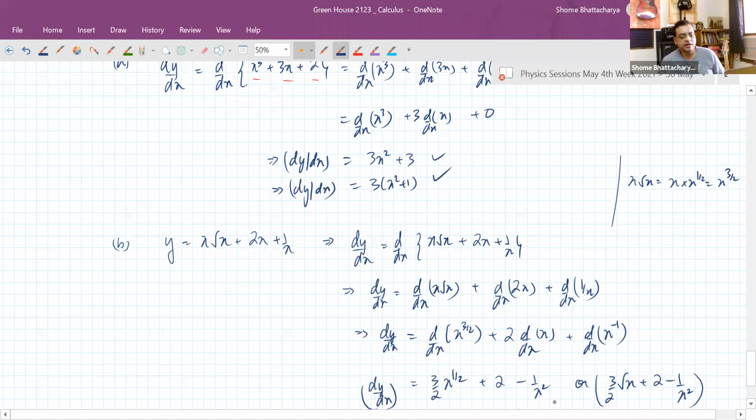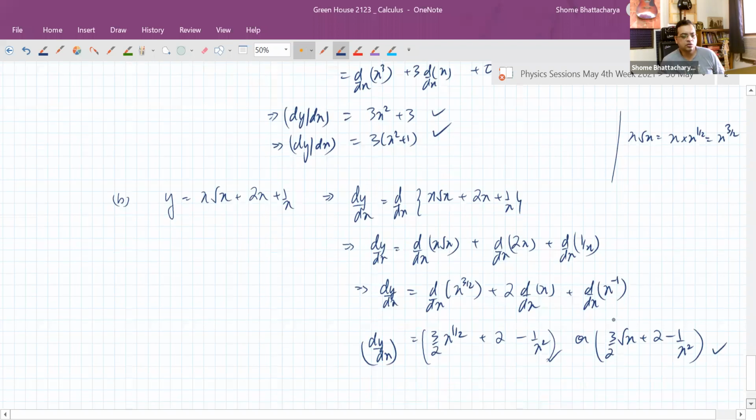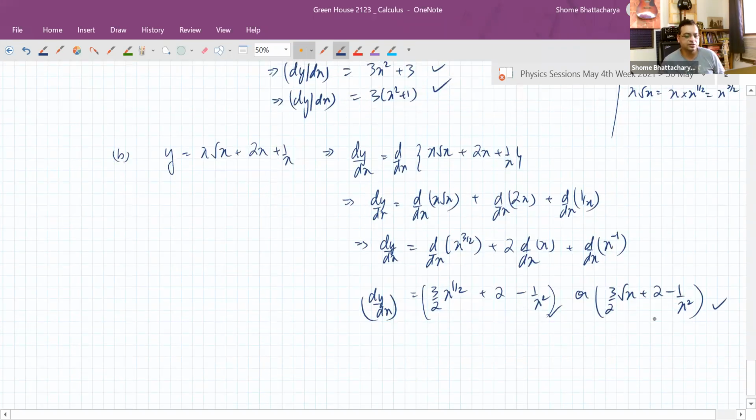So the thing is, whether we write the answer this way or this way, it's correct. There's nothing wrong with either of the two. But sometimes in an MCQ question, the option is given in a different way. For example, here we can actually take LCM and reduce it to this. We take 2x square as the LCM. So this will become 3x square root x, right? Plus 4x square minus 1. So the answer might be given in this form. Okay, so you have to know how to reduce it from this to this.